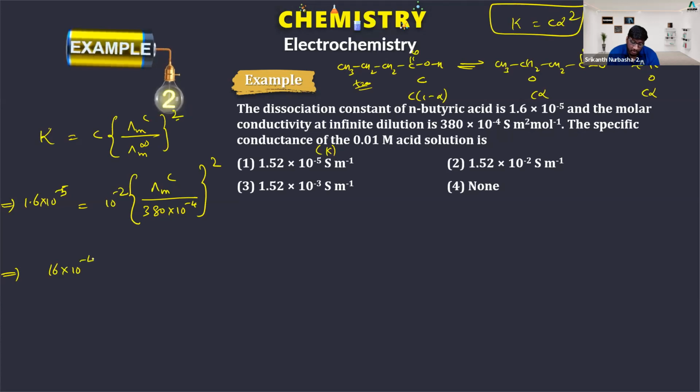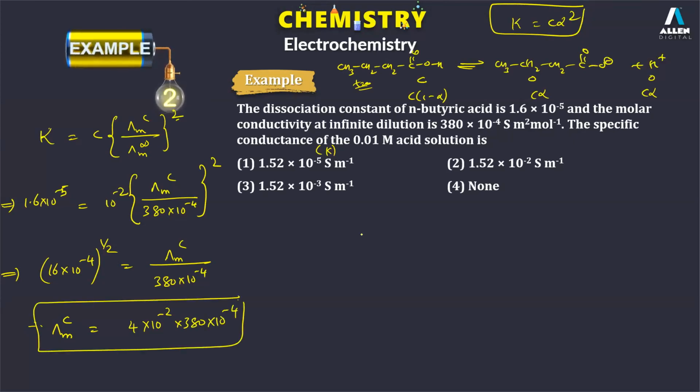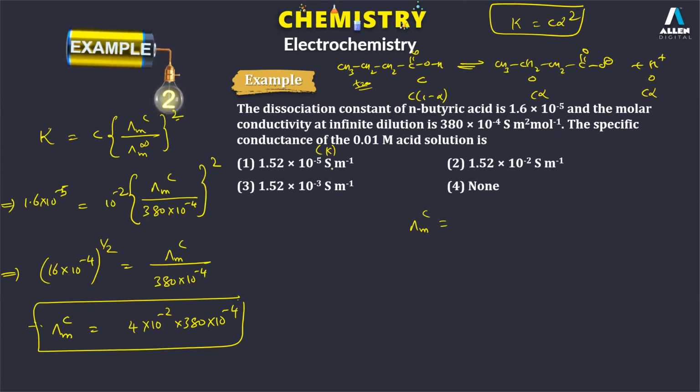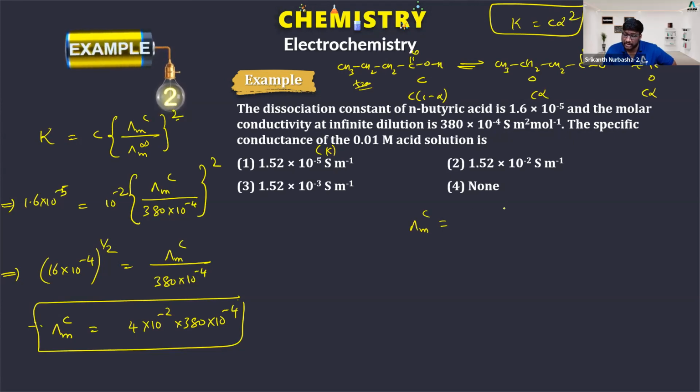16 into 10 power minus 4, whole power 1 by 2, is equal to molar conductance at any concentration by 380 into 10 power minus 4. From here I can calculate molar conductance at any concentration as 4 into 10 power minus 2 into 380 into 10 power minus 4. We all know the formula: if you look at the unit, they are asking specific conductance in Siemens per meter. So molar conductance at any concentration is equal to K by 1000 into molarity.